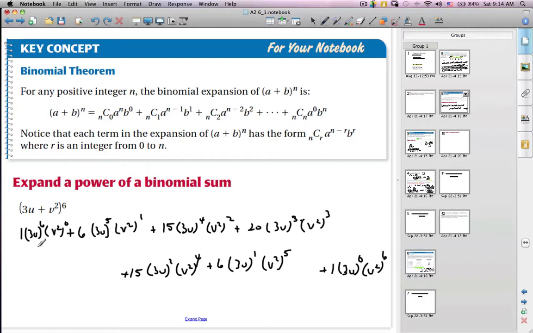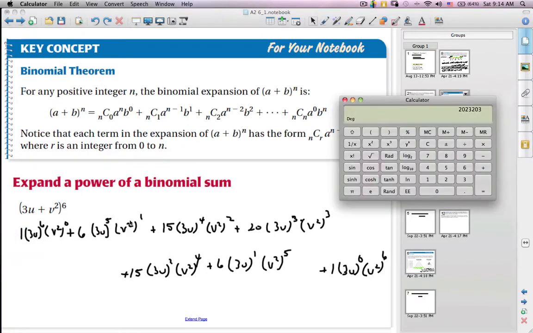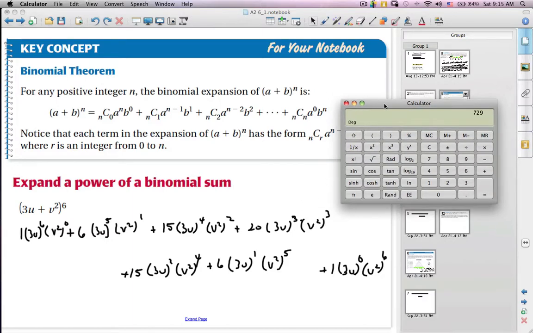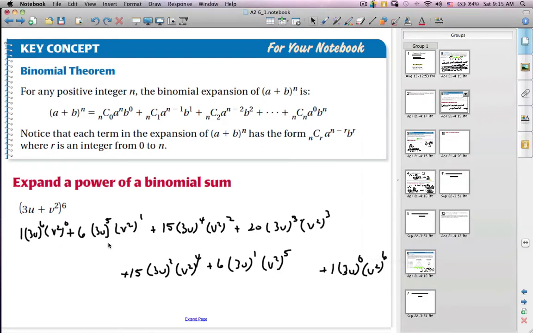And when I simplify, I'm going to have to take this 3 to the 6th power. So I'm going to whip out a calculator and do that. I don't feel like doing that. So 3 to the 6th power is 729. We'll sort of keep the calculator floating around. 729. And then u will be to the 6th power. And v squared to the 0 power is 1, so it goes away.